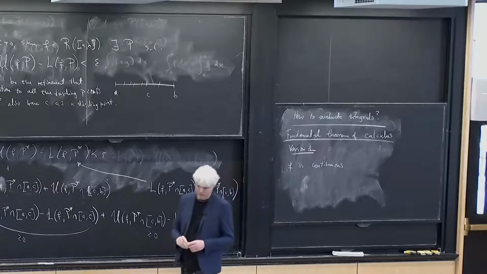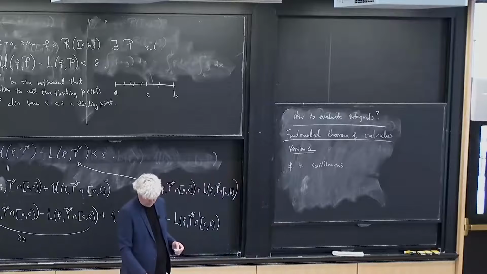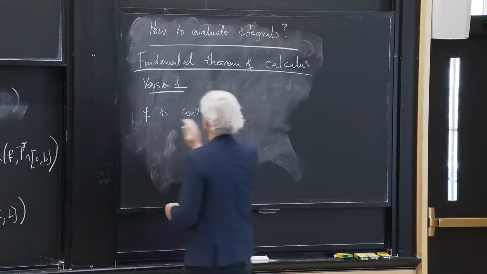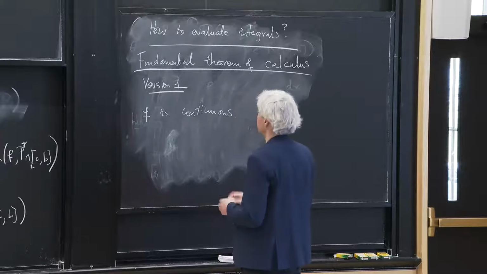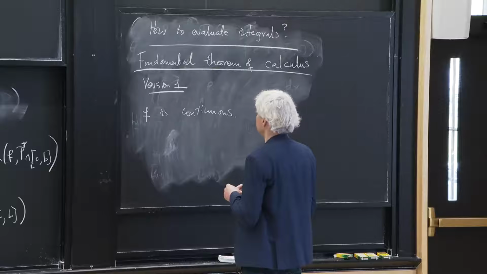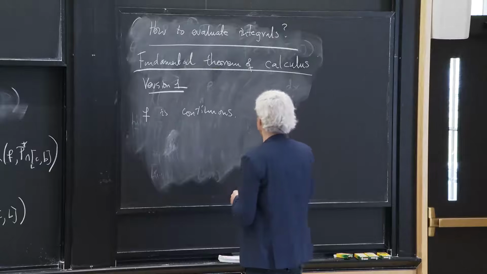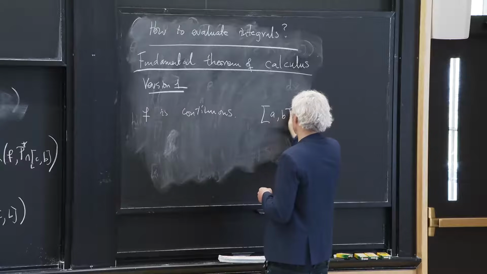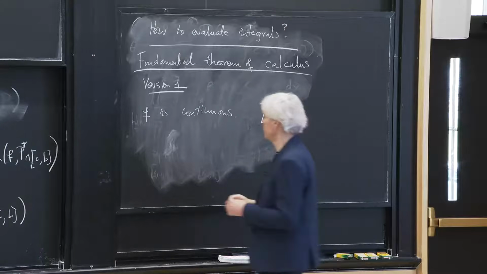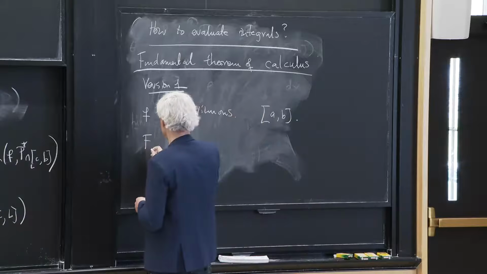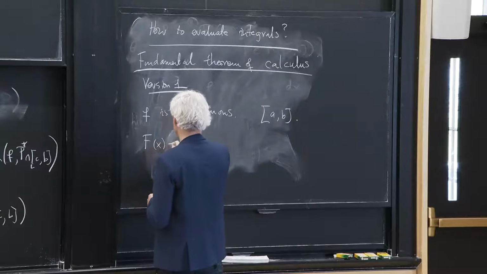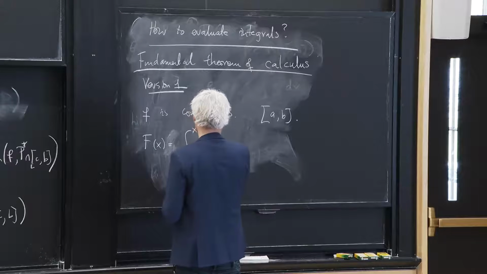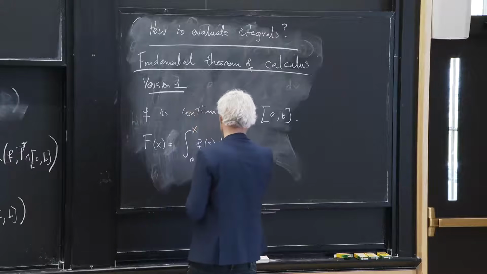I don't really think about it as two versions, but I divided it into two versions here. So the function, if f is continuous, say on this interval here, and you define a function capital F of x, which is the integral from a to x of f of s ds.